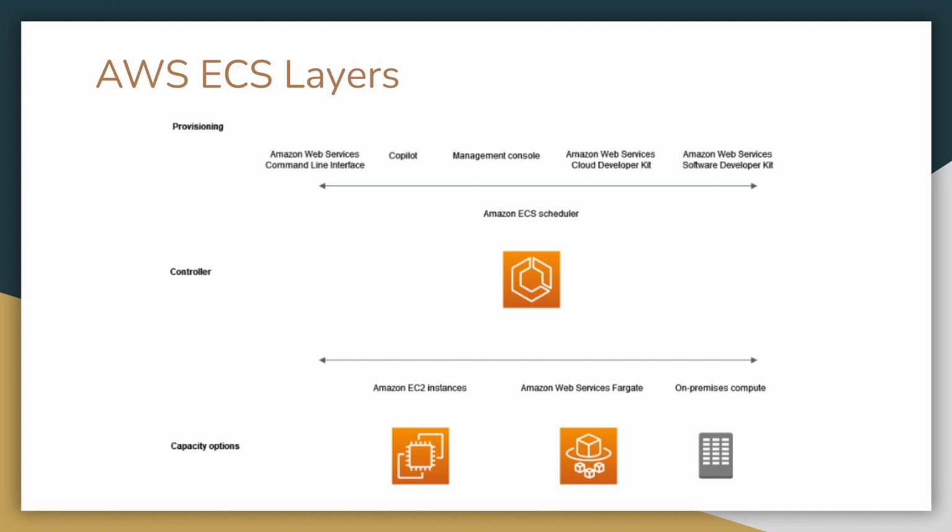For developers, Copilot is an open-source tool that simplifies building, releasing, and operating containerized applications on ECS. Additionally, the AWS Cloud Development Kit, or CDK, allows you to model and provision cloud resources using familiar programming languages, deploying them through AWS CloudFormation. In our demo, for simplicity, we're going to be using the AWS Management Console.